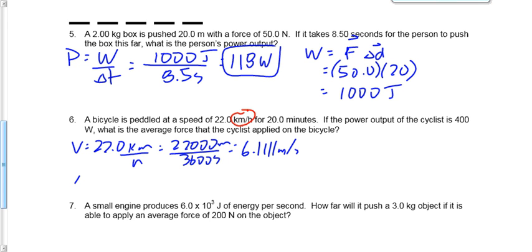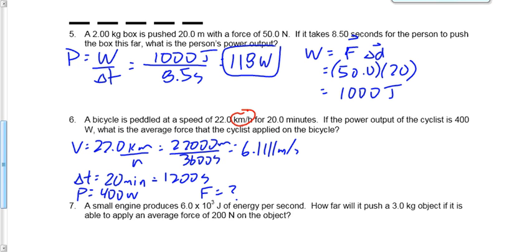We got quite a few givens here, so let's write these down. 20 minutes is 1,200 seconds. We have a power output of 400 watts, and we want to find the force. Boy, this looks kind of hard, actually. Looks pretty hard. Anybody get this, by the way?